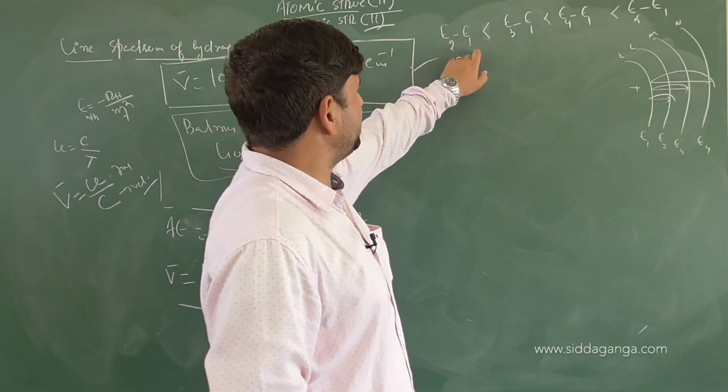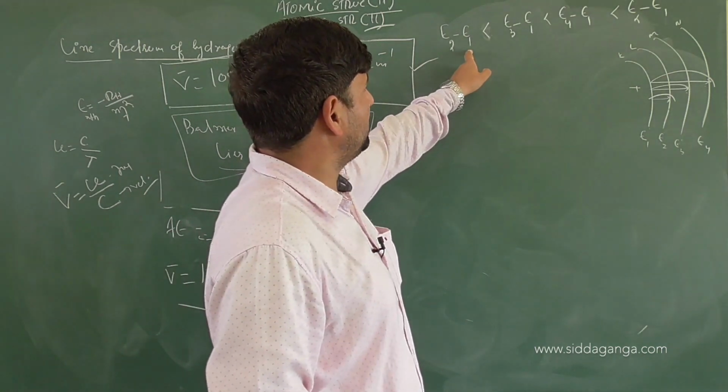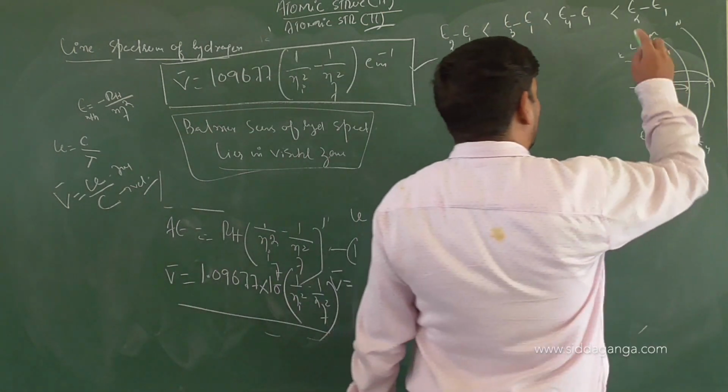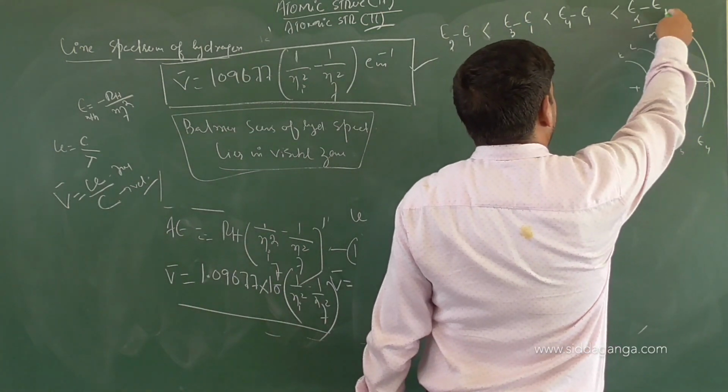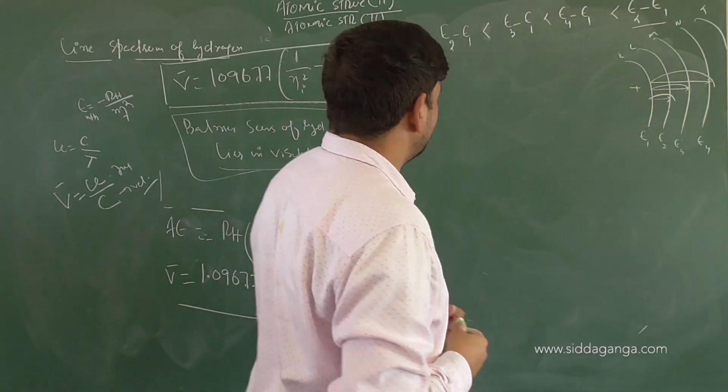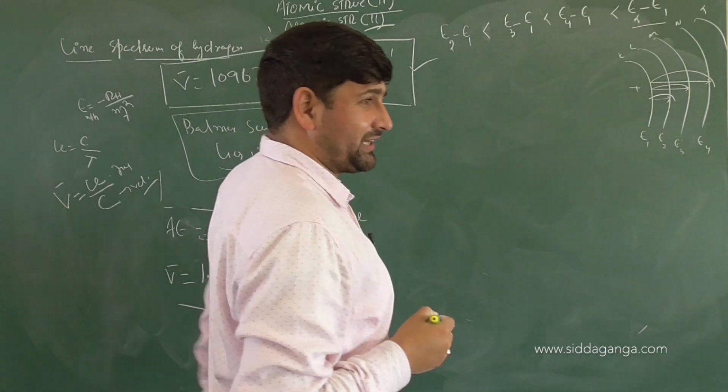You will need more energy for an electron to shift from 1 to 4 compared to 1 to 3. Most energy will be required when you are shifting an electron from E1 to infinity. Infinity means out of the atom. That's a basic thing I said. Now mathematically let us see whether it is correct or not.